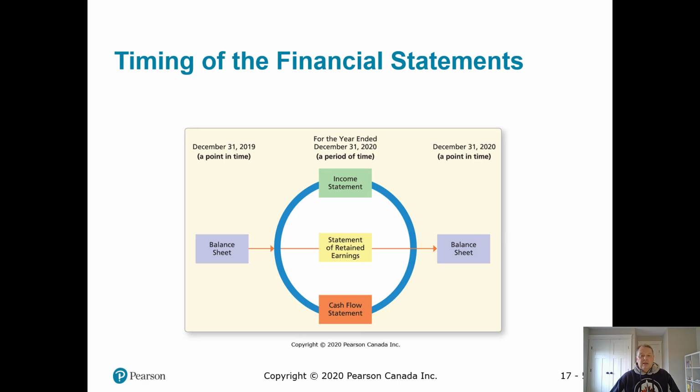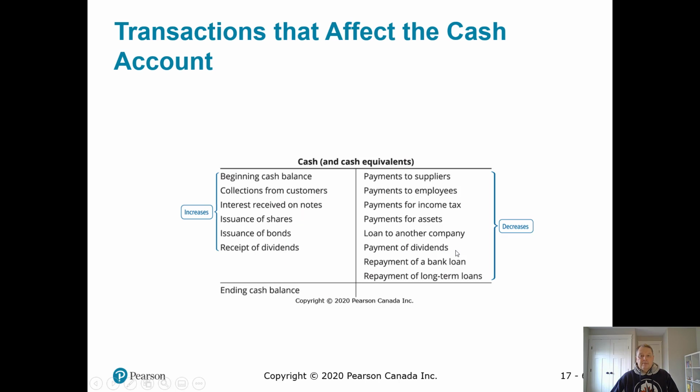Here's a cool little table about this, and it shows you that the income statement is based on a period of time. In this case, it could be for the year ended December 31st, but the balance sheet is always based on a point in time. So it could be December 31st, 2019 or December 31st, 2020. This is a much bigger period. This is just a point in time.